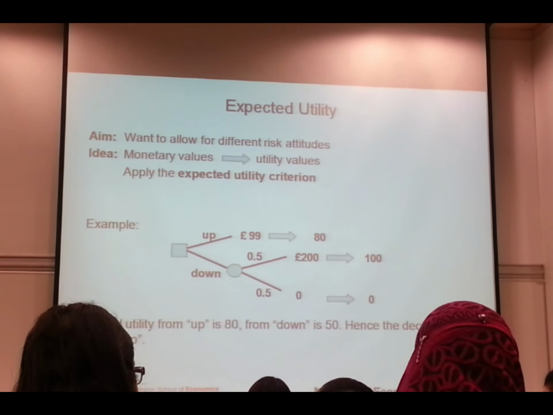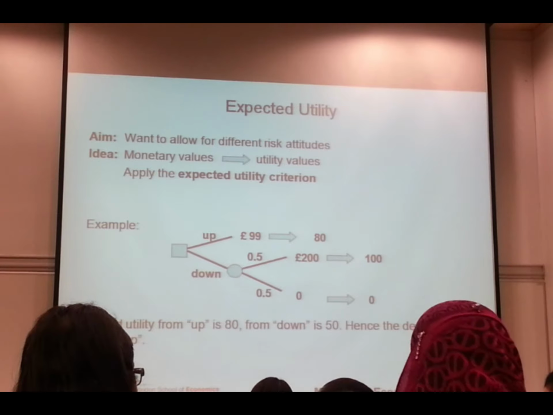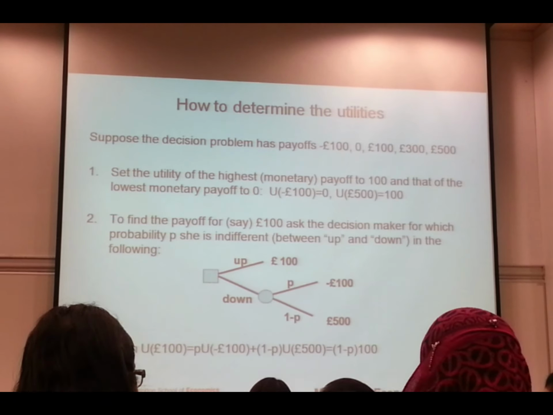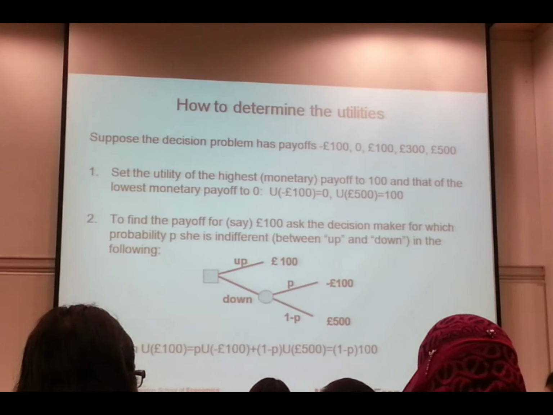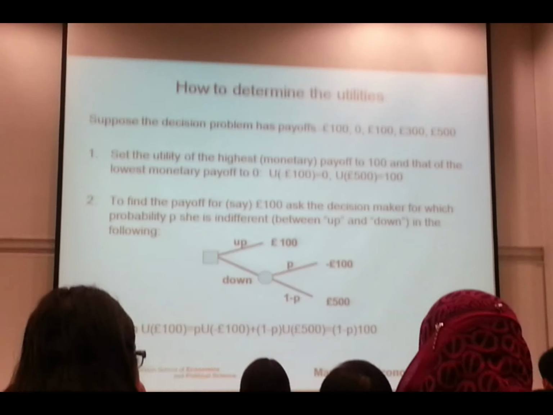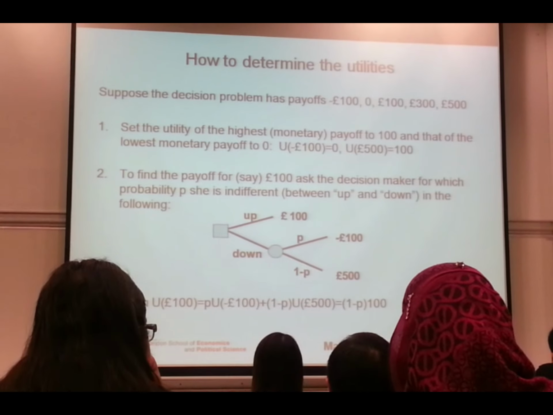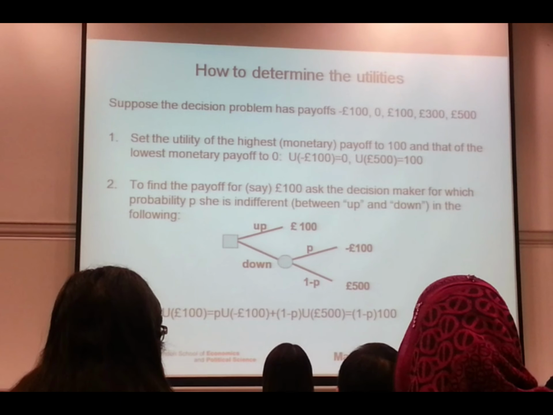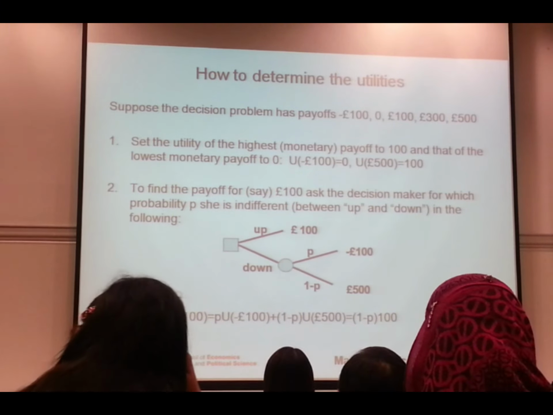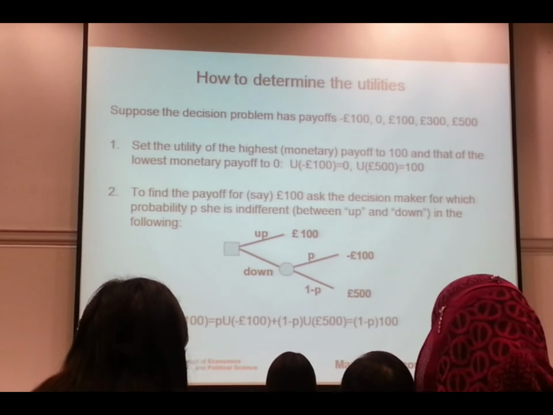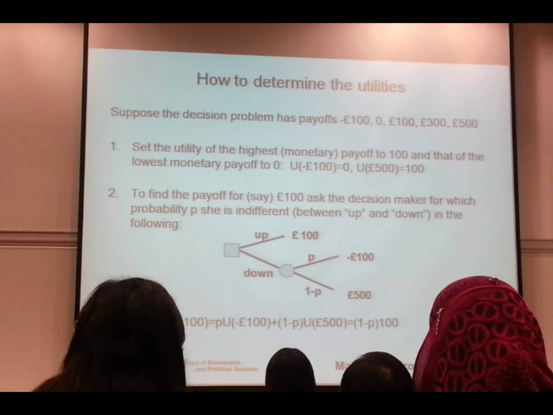Of course, the issue is that often we don't know what the utilities exactly are. Okay, so we have to do things in a smart way. And so I'm going to spend some time on this. Suppose we have a problem with 5 different payoffs. You lose 100 pounds, you win 500 pounds, or you win 0, 100, or 50 pounds.